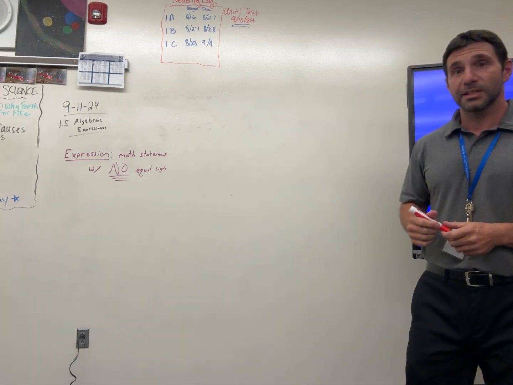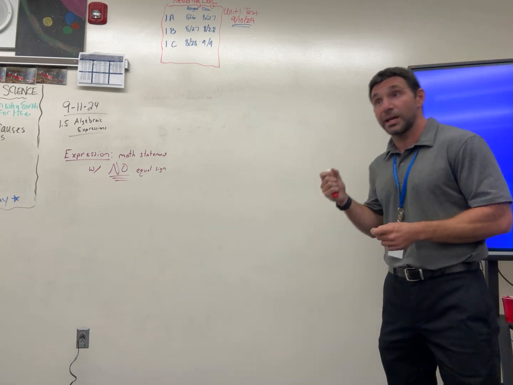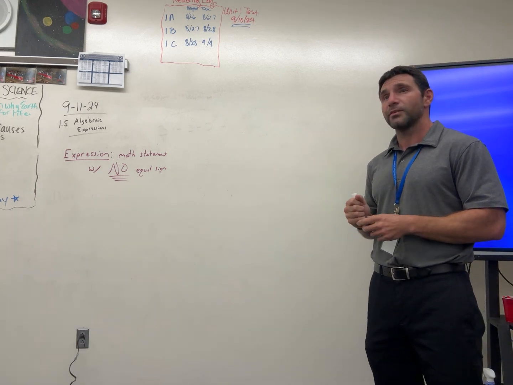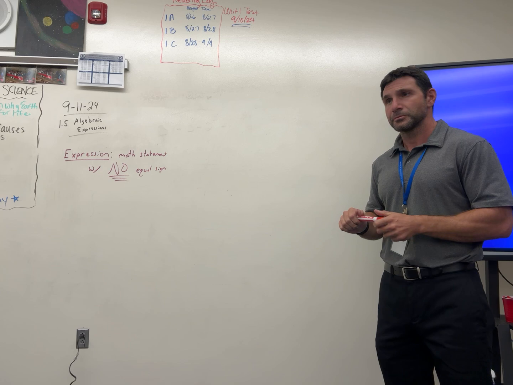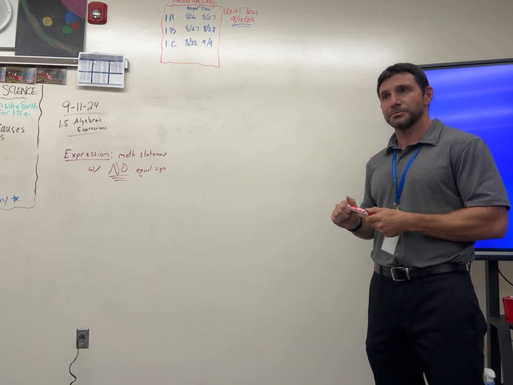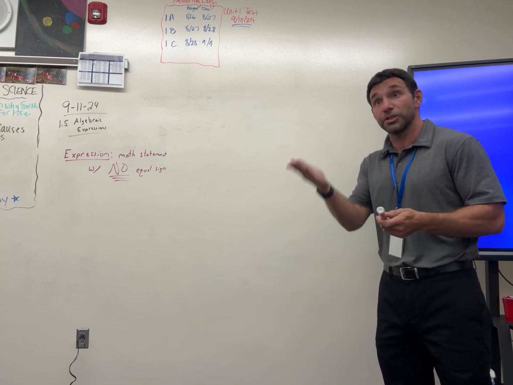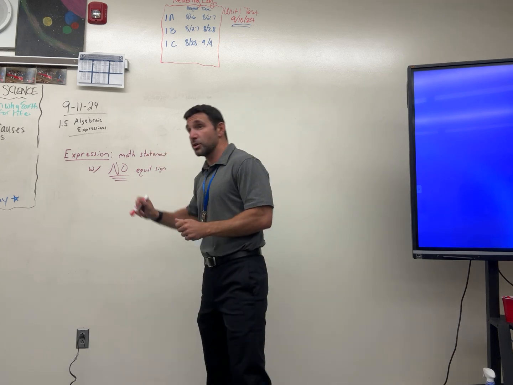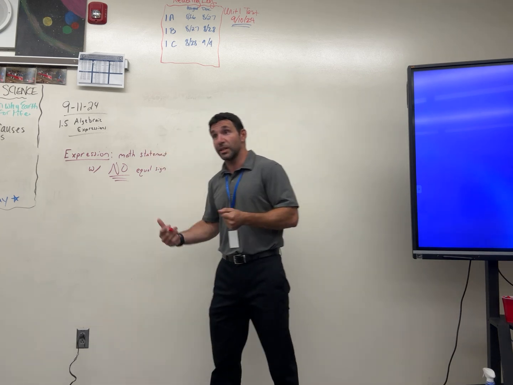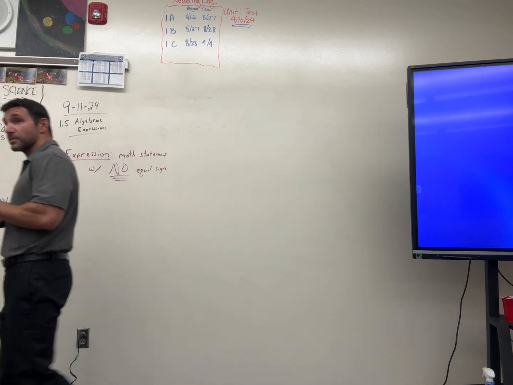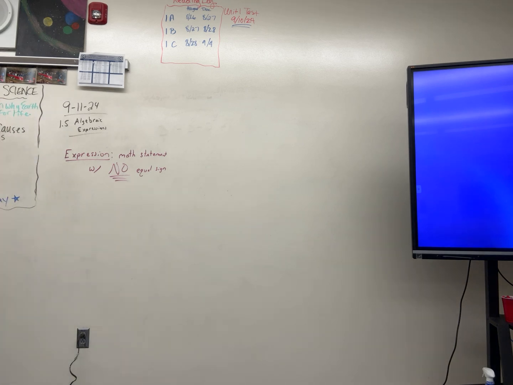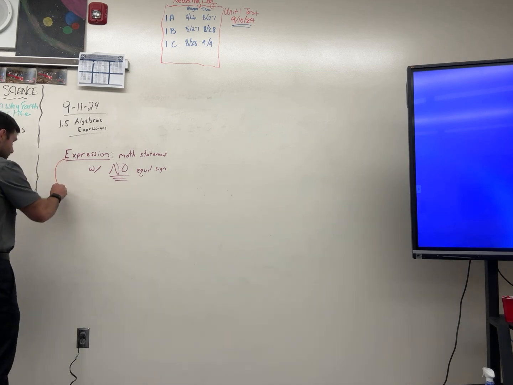If there is an equal sign, you can pretty much guarantee that it will be an, what do we call something that has an equal sign? An equation, absolutely. Expression, no equal sign. Equation with an equal sign. Those are the main differences. So an expression has numbers, mathematical operations, and variables. So let's look at an expression.